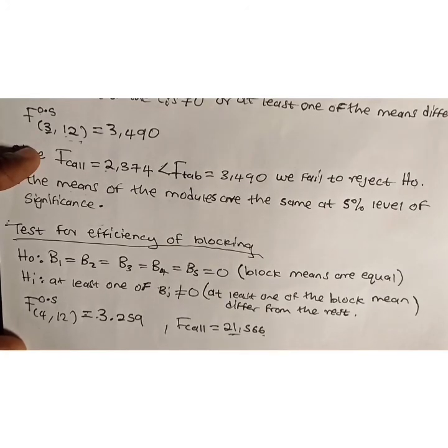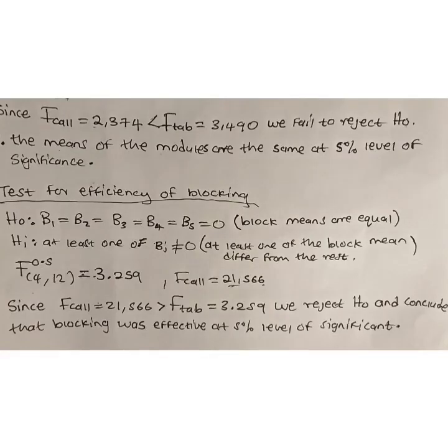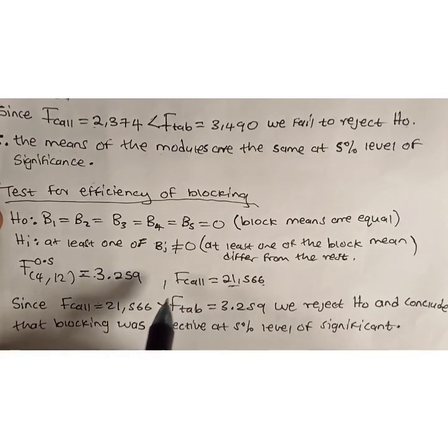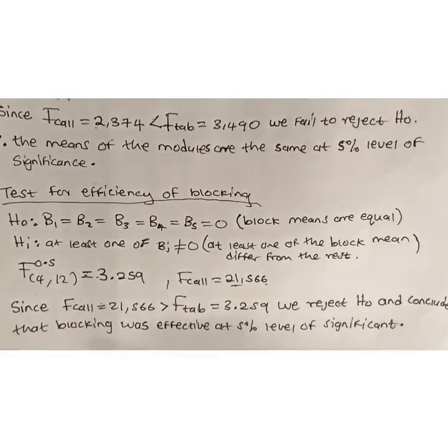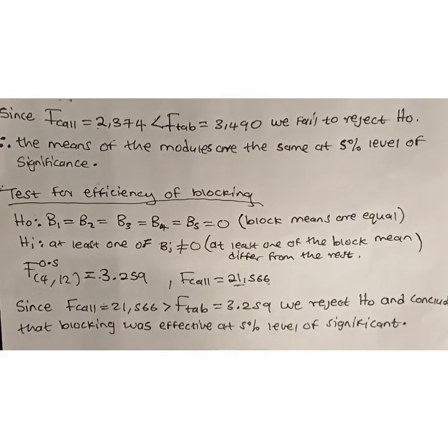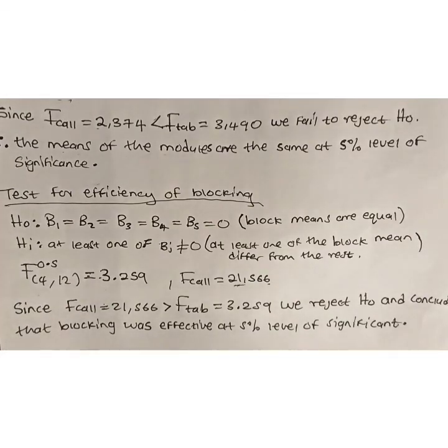So we write it this way. Since F-cal is greater than F tabulated, we reject H0, the null hypothesis that the effects of the blocks are all the same, equal to 0. We reject it. So we are saying at least one of the block means differ from the rest. So if we reject H0, we accept H1. And we are going to conclude that blocking was effective at 5% level of significance.